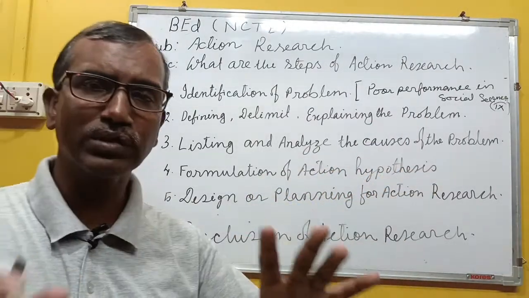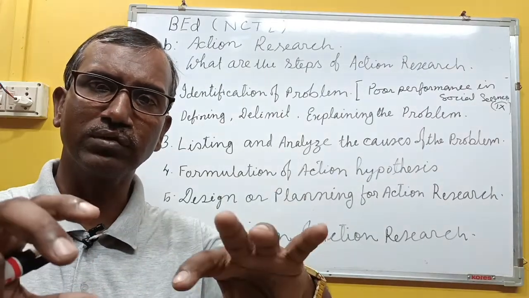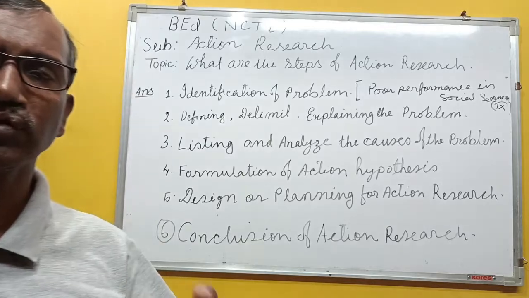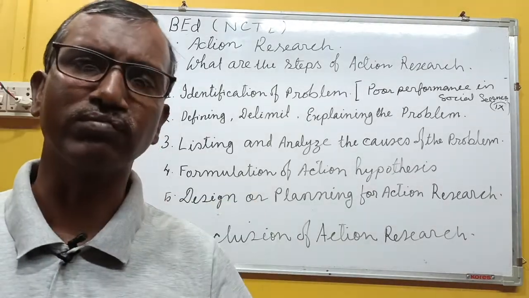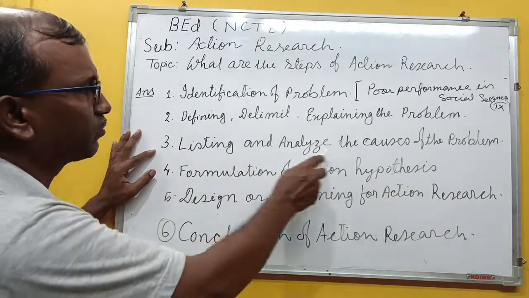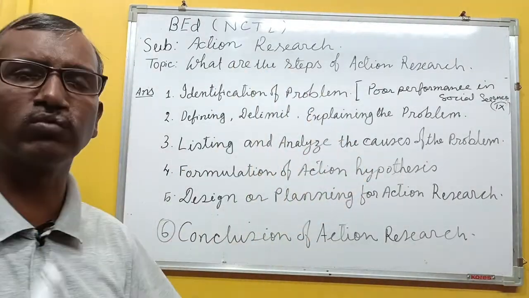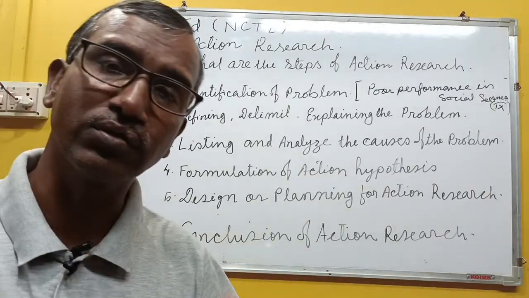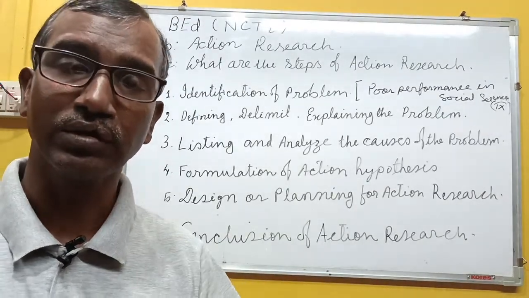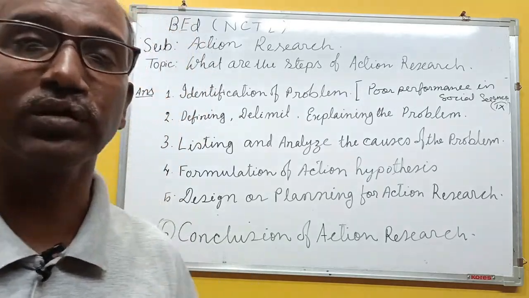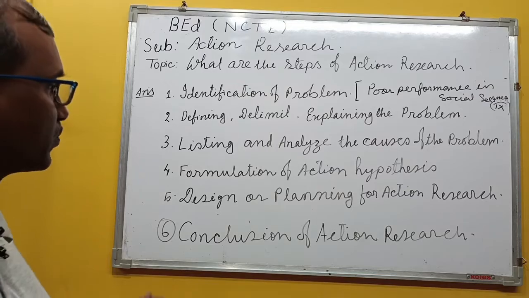So a teacher must guess, a teacher must think on the problem. Why do the children get poor marks in social science? So he should make a list of the causes, probable causes. Suppose one of the causes may be the traditional lecture method. Traditional methods like the textbook method may be one of the causes.